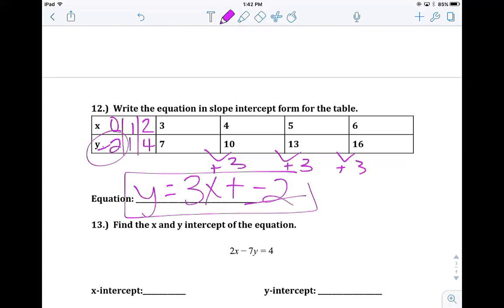Again, you could check. Let's say you take 6 and you plug that in for x, 3 times 6 is 18. 18 minus 2 gives us 16. So it's going to work out.